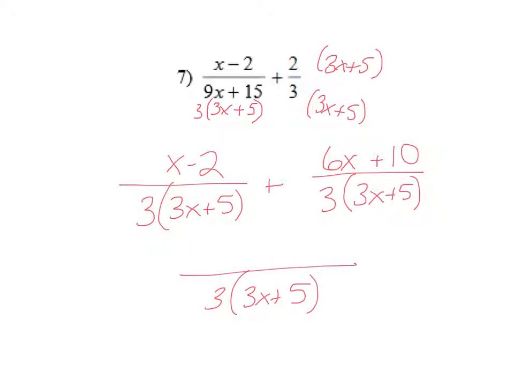Combine like terms on the top. So I've got an x with a 6x, that's a 7x. And then I have a negative 2 with a 10, and that's going to get me a plus 8. I always take a moment to glance and see if anything could factor. Since I have this 3 down here, maybe that could reduce if I factored my numerator. But a 7x plus 8 isn't going to factor. There's nothing I can do. I'm good. All done.